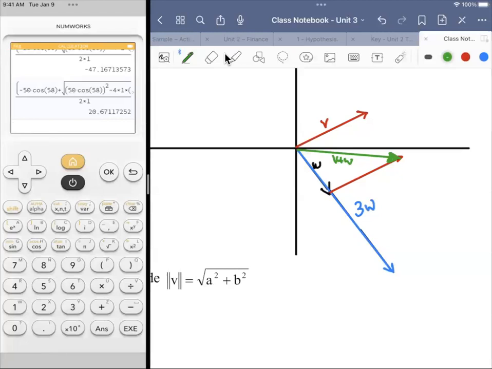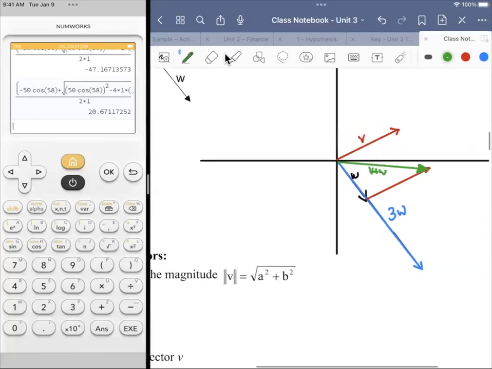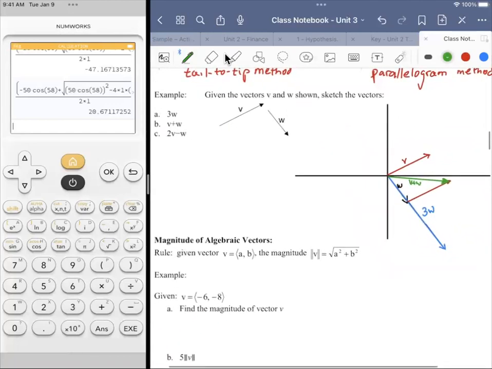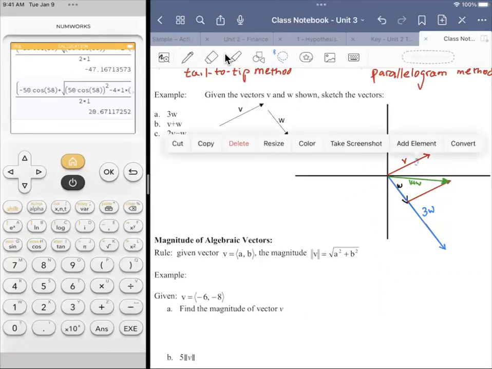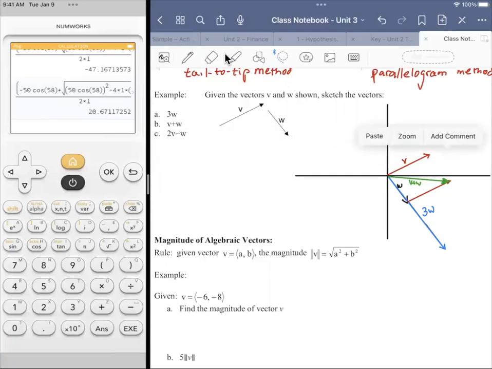All right. And then the last one, it's got all the trimmings. It's saying double the V. So double the length of V, then subtract from it W. The subtraction part is a little strange, but I'll show you that. So first, I'm going to start off with doubling the V. I'm going to take the length of V and double it. Same direction though, extend the direction.